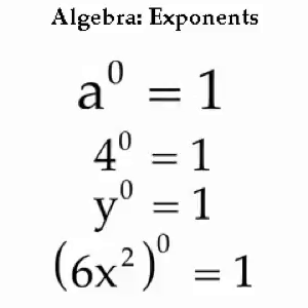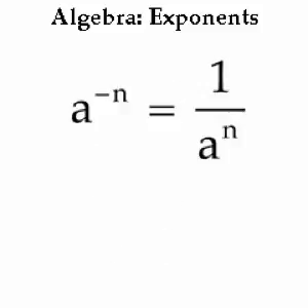So we have 4 to the 0, that's going to be 1. Y to the 0 is going to be 1. 6x squared, that whole thing to the 0 is going to be 1. Anything to the 0 power is going to be 1. So anytime you see something to the 0 power, make it a 1, and you're done with that.